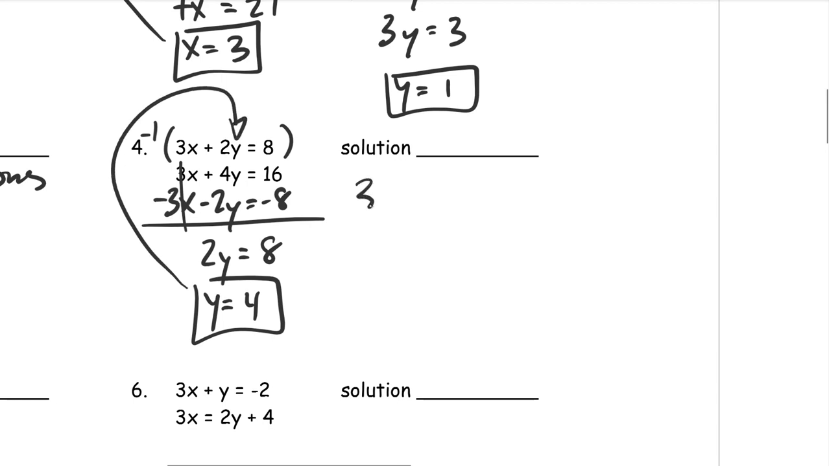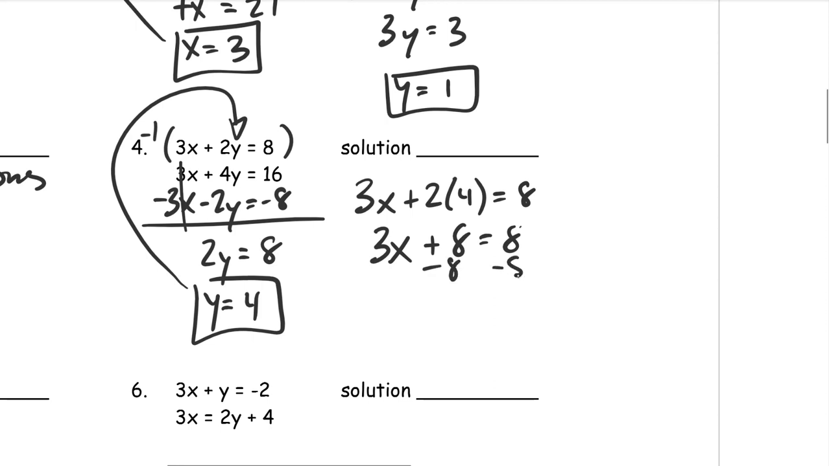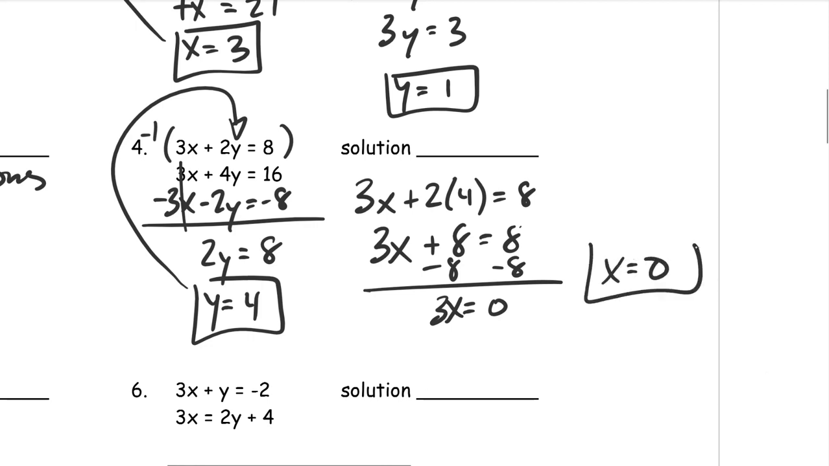I'll choose the top equation, 3x plus 2 times 4 equals 8. 3x plus 8 equals 8. So when we subtract 8 from both sides, we get 3x equals 0. So that means x must equal 0. So our solution is 0, 4.